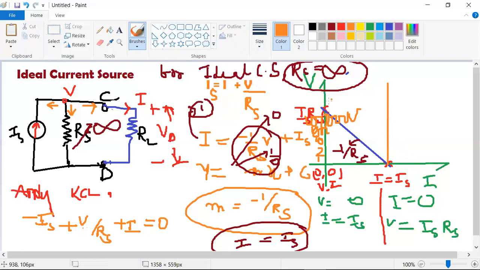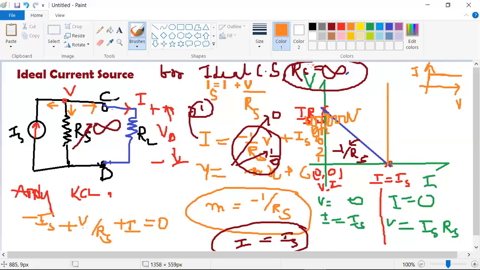Some books mention a graph like this. They put I here and voltage over here, and they get a graph like this. That is also correct, because they change the coordinates, taking the y-axis as current and the x-axis as voltage. But here I'm not changing. In my ideal voltage source also I used the same coordinates, where the y-axis is voltage and the x-axis is current. In that graph itself I draw this diagram. From this, the current is constant even though the voltage varies from 0 to infinity.